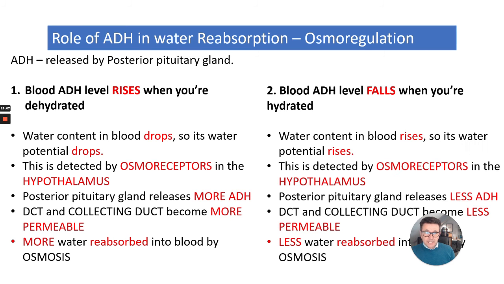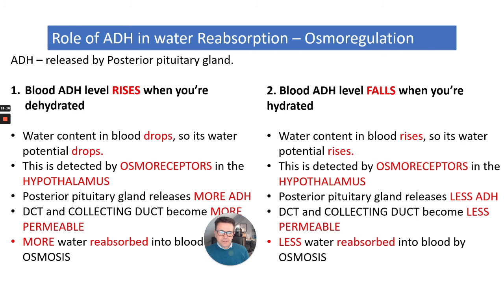So if we look at the opposite, blood ADH levels fall when you are hydrated. Why? Because the water content in the blood rises, so its water potential rises. This is detected by exactly the same osmoreceptors in the hypothalamus, and therefore the posterior pituitary gland releases less ADH. So therefore the DCT and collecting duct become less permeable, so those pores get smaller or they close, so less water can be reabsorbed into the blood by osmosis.